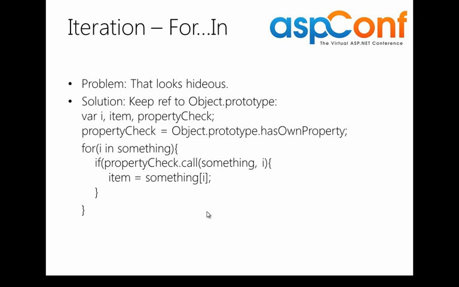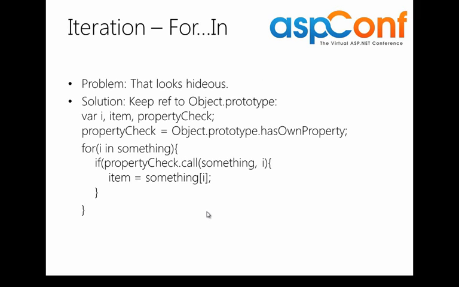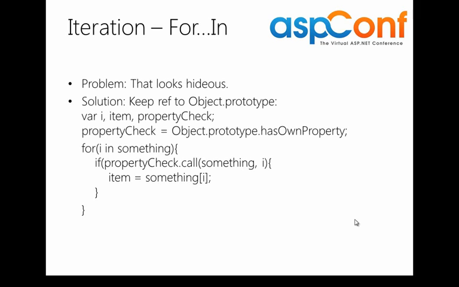Okay. The problem is that that looks hideous. I mean, it's a huge line of code. If you do that every time in a for loop, oh, sorry, for in loop, it looks ugly. You can keep a reference to Object.prototype.hasOwnProperty. So over here, what we've done is we've declared a propertyCheck variable, and to propertyCheck we are assigning the function Object.prototype.hasOwnProperty. And then in our for in loops, we're simply doing if propertyCheck.call(something, i). Still kind of muddy, but a lot better than this, and it will still work as expected.